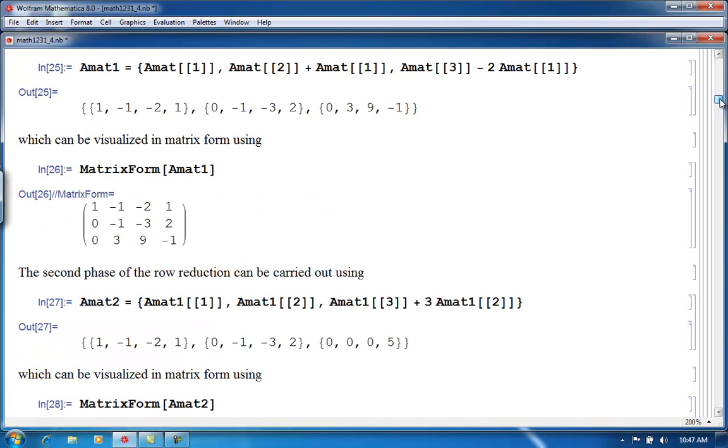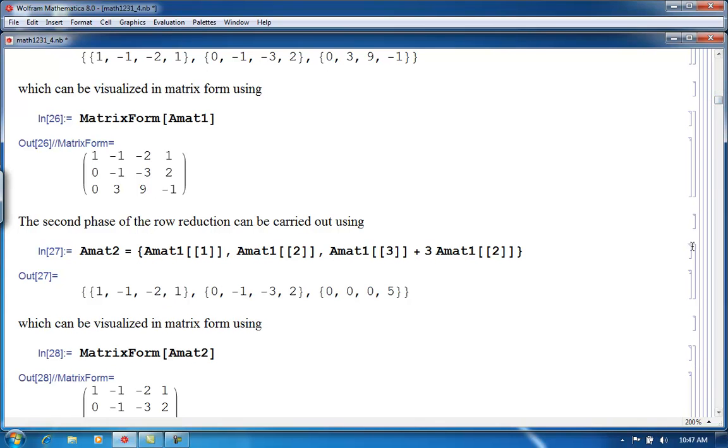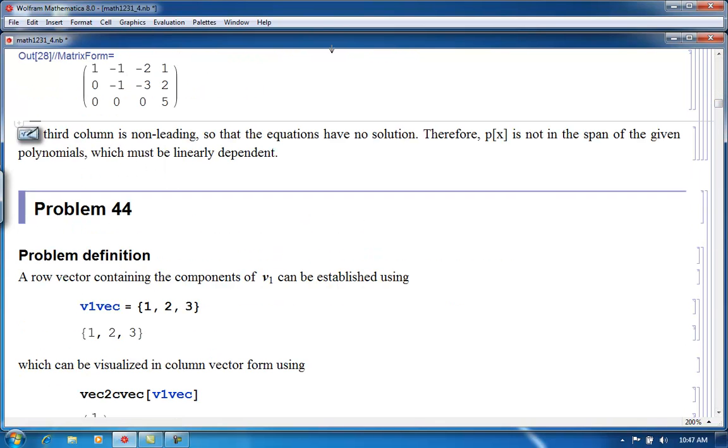We can see that this column here is non-leading, and in fact, if we express the bottom row as a linear equation, it says that 0 equals 5. We're not prepared to accept that, so we conclude that this set of linear equations has no solution, and therefore p of x is not in the span of the given polynomials, which must be linearly dependent.